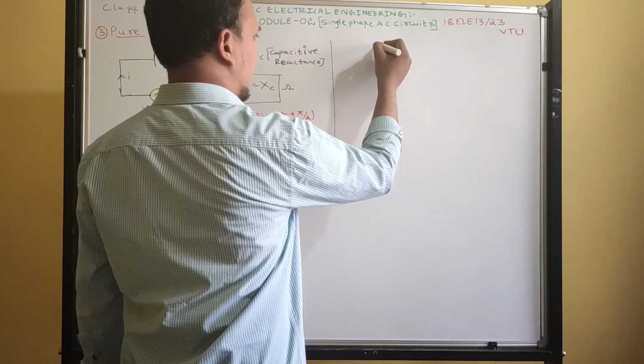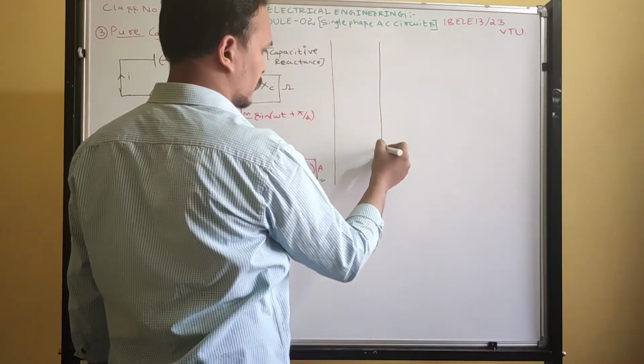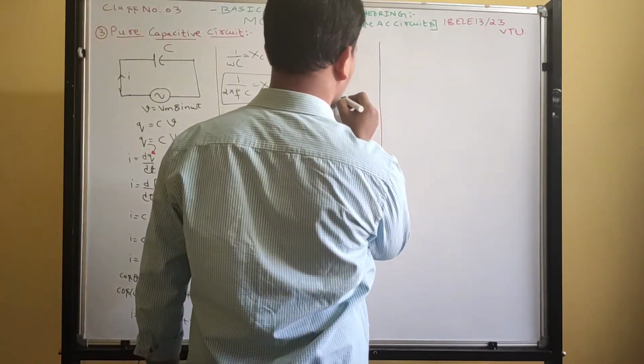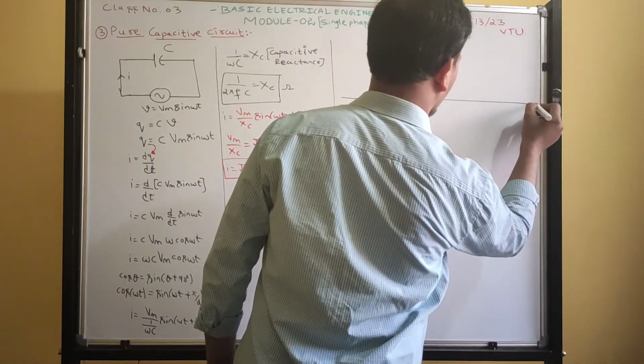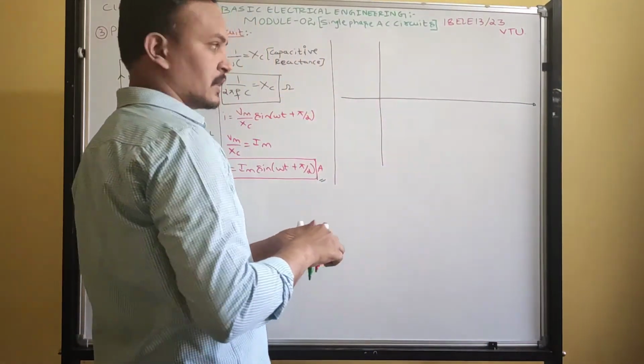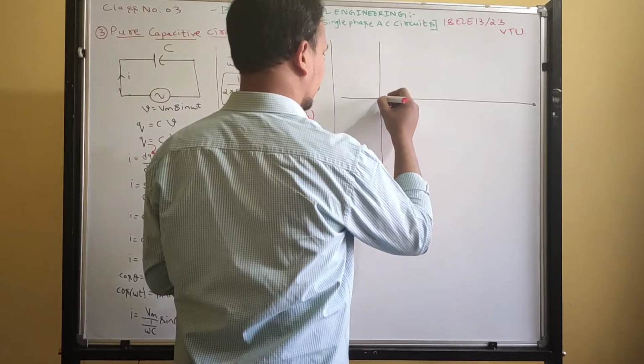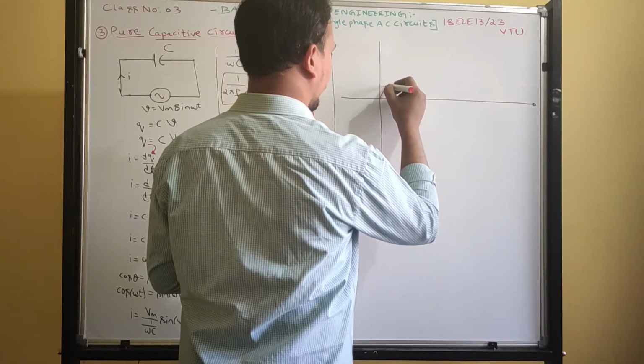Okay. Next we can draw the waveforms. Draw the waveforms as neat as possible. Waveforms are very important. Now I am writing the voltage waveform. So the reference is voltage.